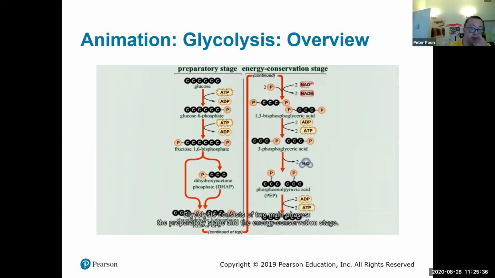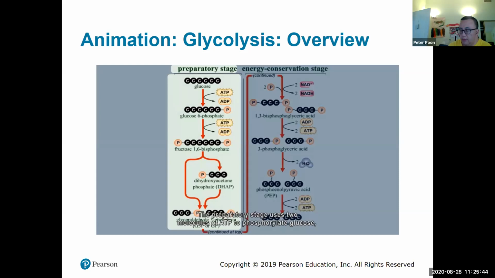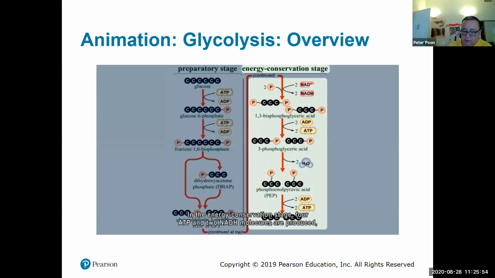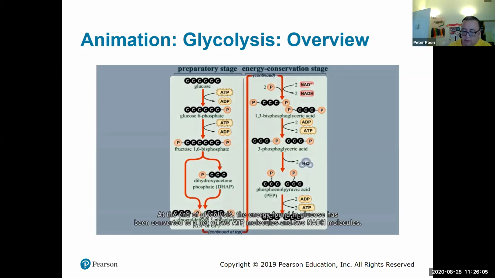Glycolysis consists of 2 main phases, the preparatory stage and the energy conservation stage. The preparatory stage uses 2 molecules of ATP to phosphorylate glucose, making it easier to break it apart into 2 3-carbon molecules. In the energy conservation stage, 4 ATP and 2 NADH molecules are produced, along with 2 pyruvic acid molecules. At the end of glycolysis, the energy found in glucose has been converted to a net of 2 ATP molecules and 2 NADH molecules.